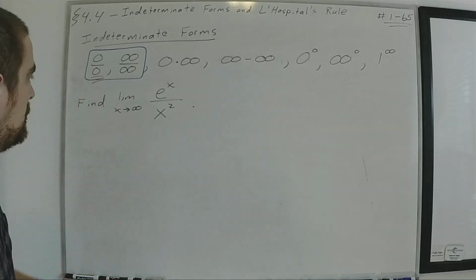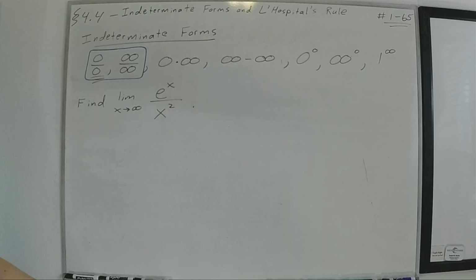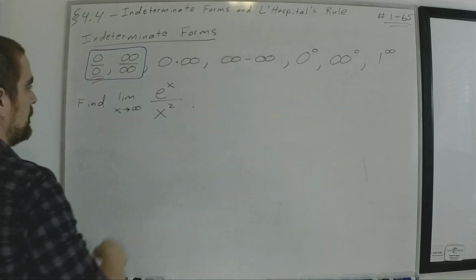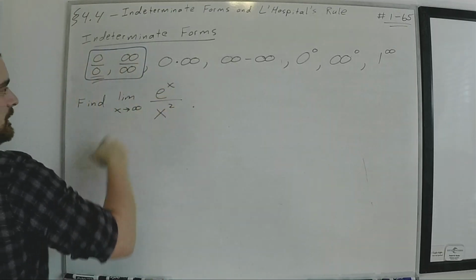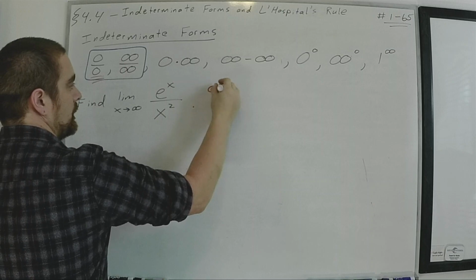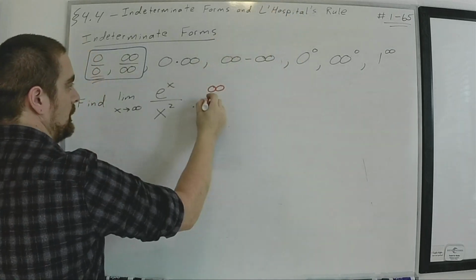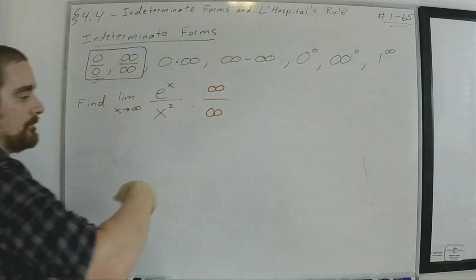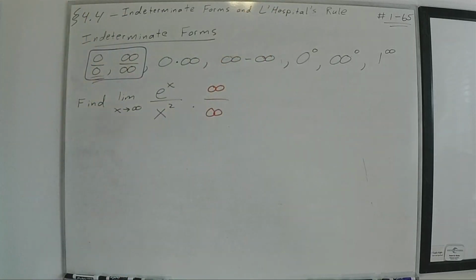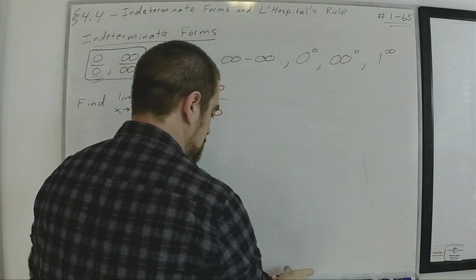It doesn't matter where x goes to, but what matters is we hit one of these indeterminate forms, which we do because if x gets arbitrarily large, the numerator gets arbitrarily large, right? E to the x just blows up. So does x squared, right? Y equals x squared just blows up. The larger x gets, the larger x squared gets.